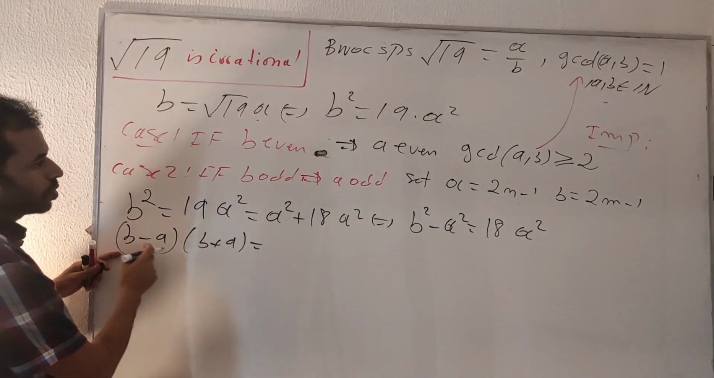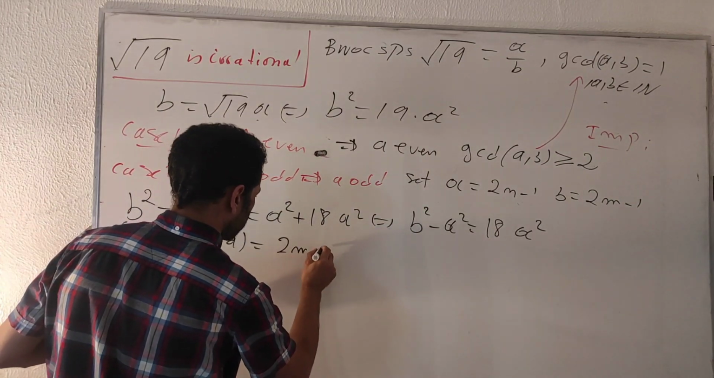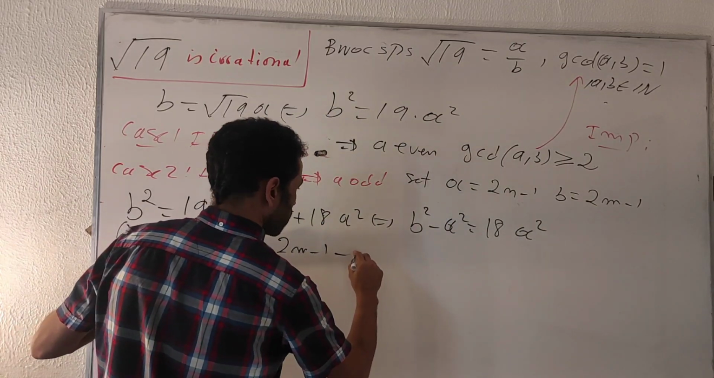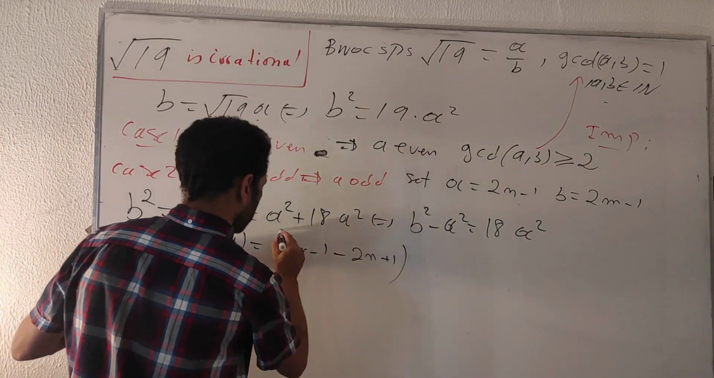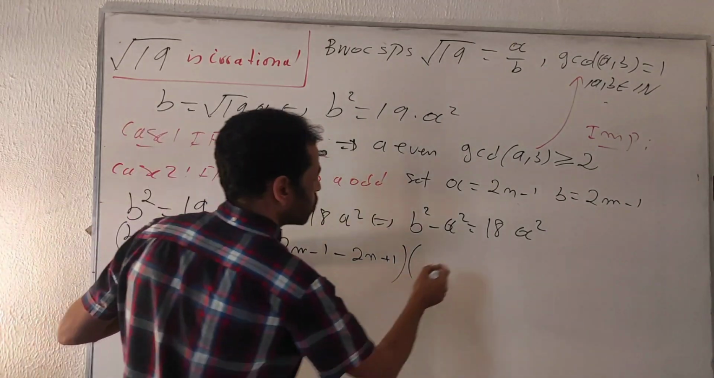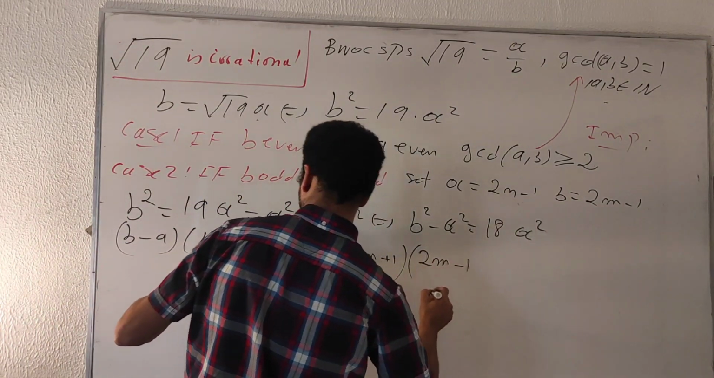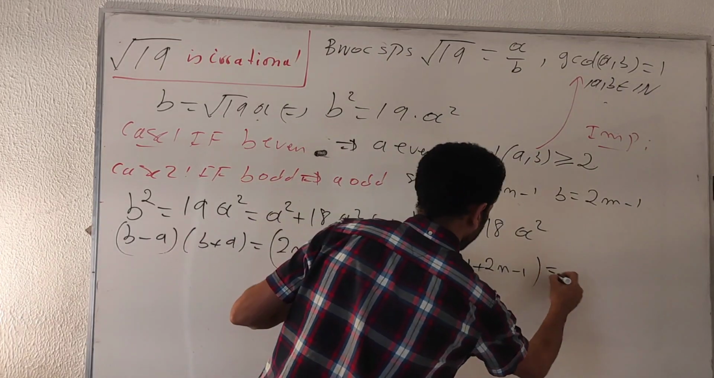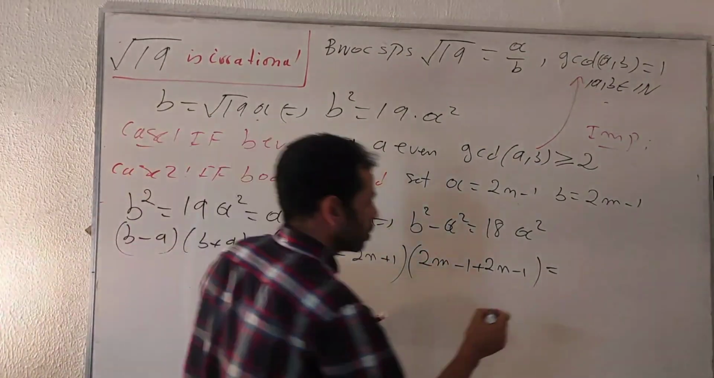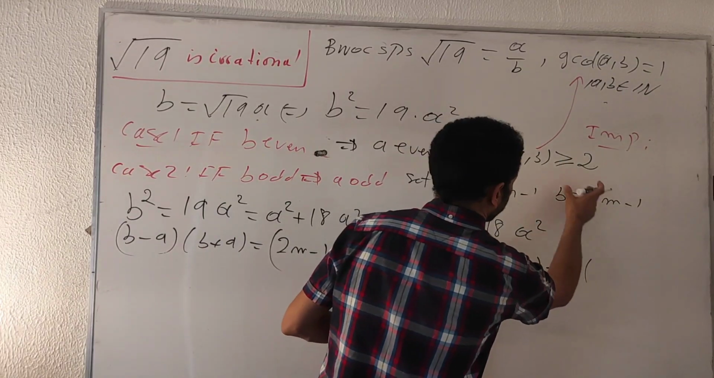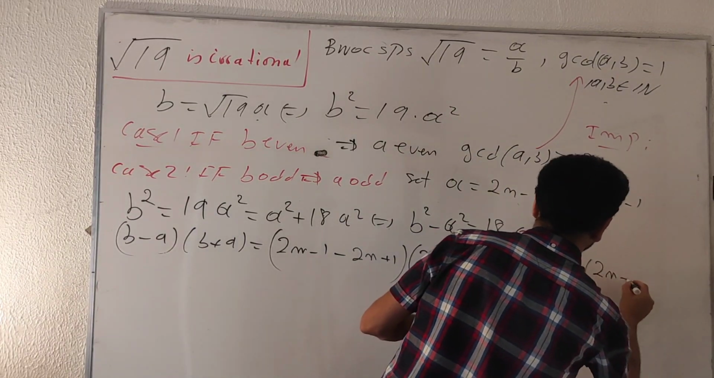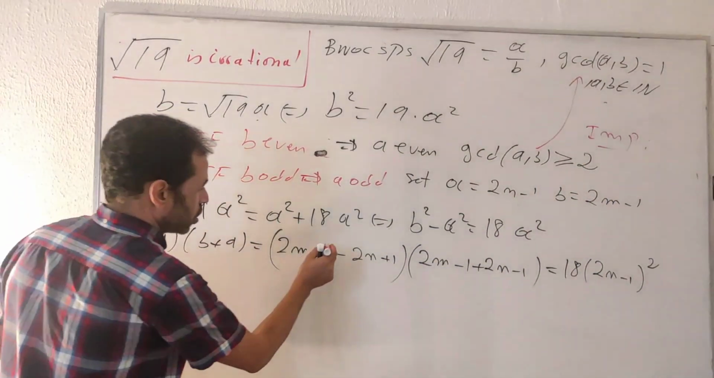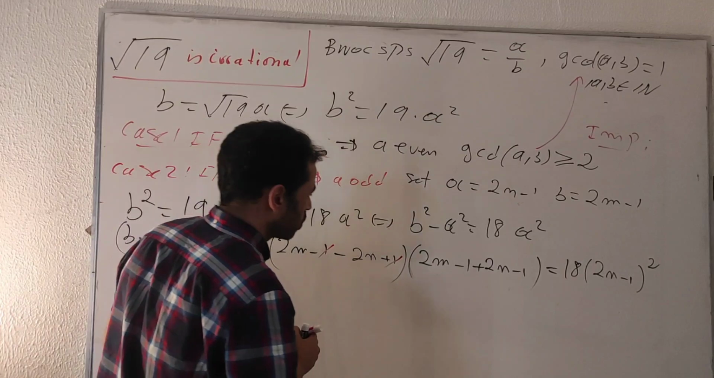So let's replace B with its value. I get 2m minus 1, and A will be replaced with its value as well. I get minus 2n plus 1, factor B, which is replaced with 2m minus 1, plus A, plus 2n minus 1. So the entire thing equals 18 times A, which is replaced with 2n minus 1 raised to the power of 2. So we'll have a lot of cancellation here. Minus 1 and plus 1 cancel out.